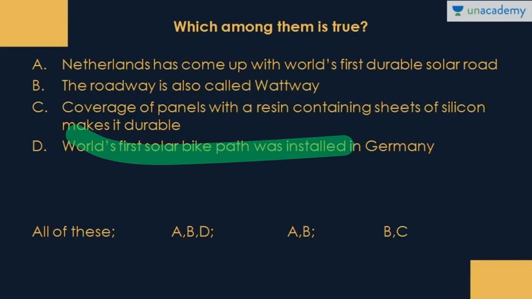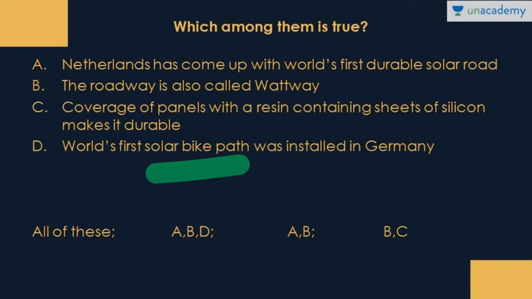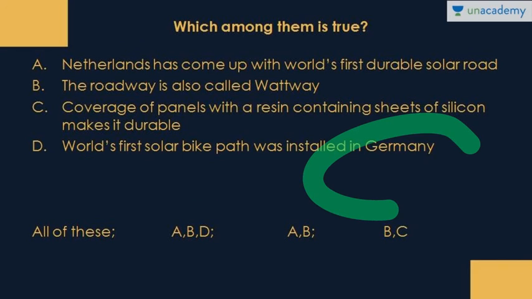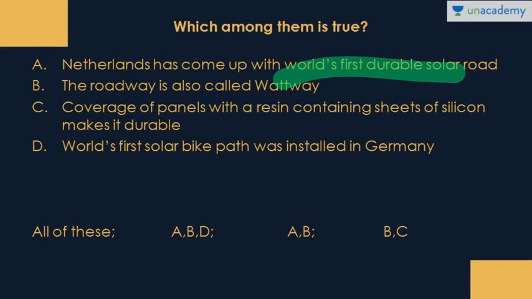If you look at D, first solar bike path. This was mainly oriented for light vehicles because it was not that durable, not covered with resin containing sheets, and this was not in Germany, this was in Netherlands. So the world's first solar bike path was in Netherlands, not durable. But the one by France is a durable one, and it becomes the world's first durable solar road.